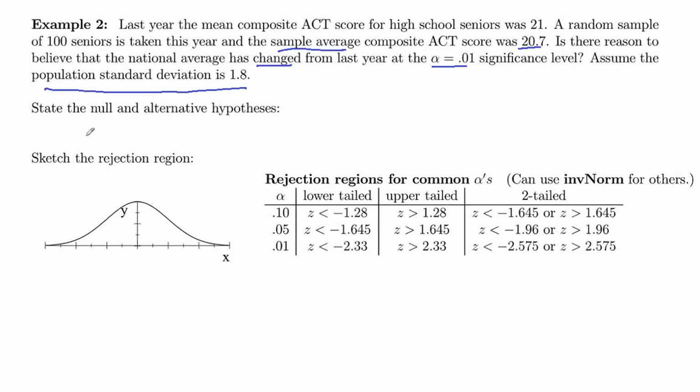So first they want us to state null and alternative. So we got H0 and HA. Remember, HA is what you're trying to show. They want to know if things have changed. Is there reason to believe that the national average, the mean, has changed? So mu not equal to 21, which was last year. That would be a change. And if that's not the case, then the mean is still 21. So equal, not equal, that's a two-tailed test. So we are going to have two rejection regions.